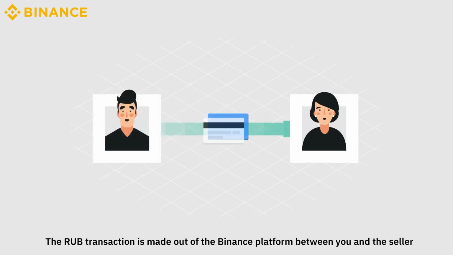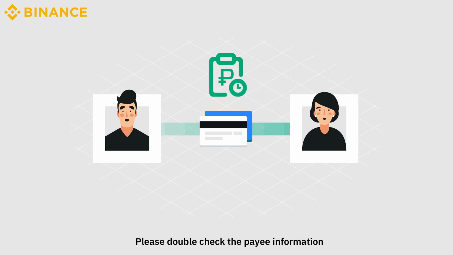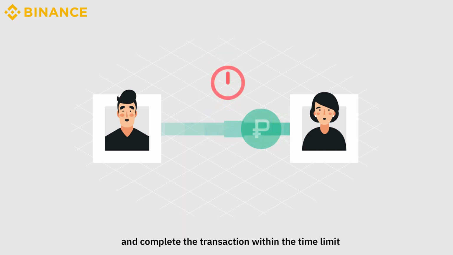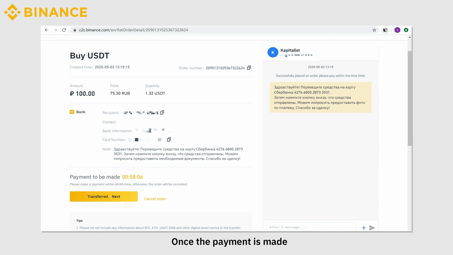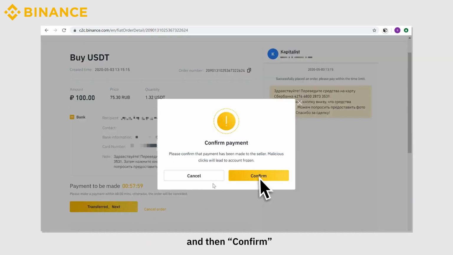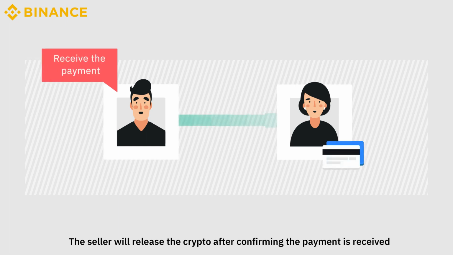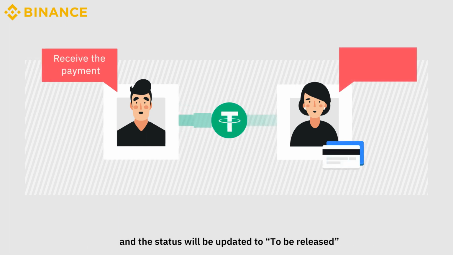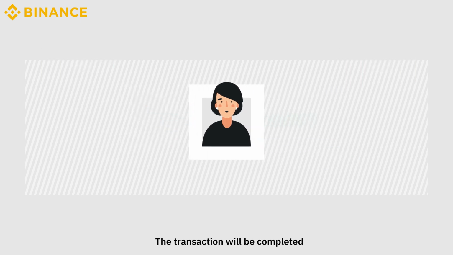The RUB transaction is made out of the Binance platform between you and the seller. Please double-check the payee information and complete the transaction within the time limit. Once the payment is made, click on Mark as Paid and then Confirm. The seller will release the crypto after confirming the payment is received, and then the status will be updated to be released. The transaction will be completed.